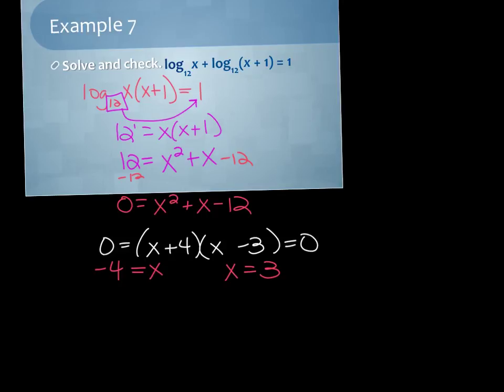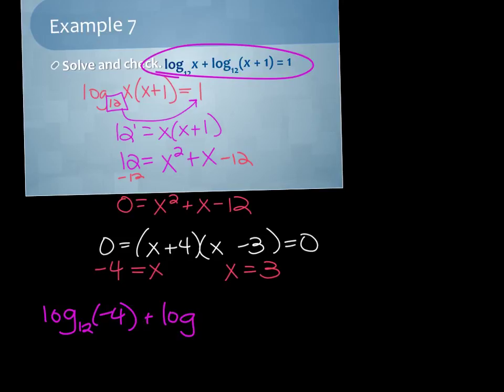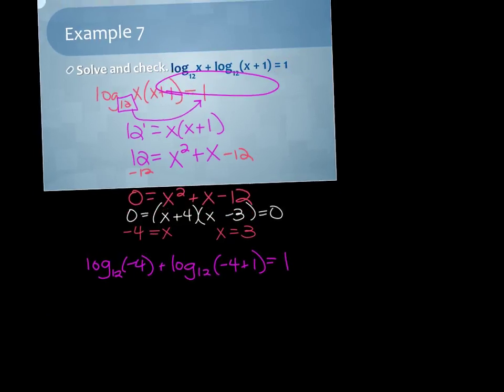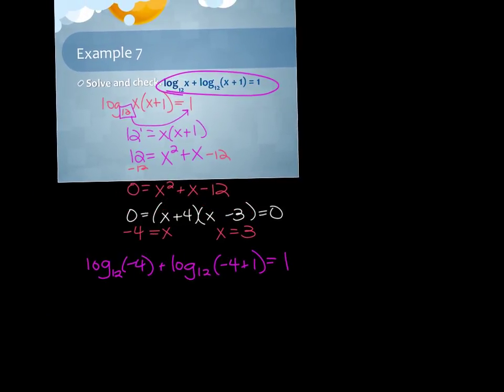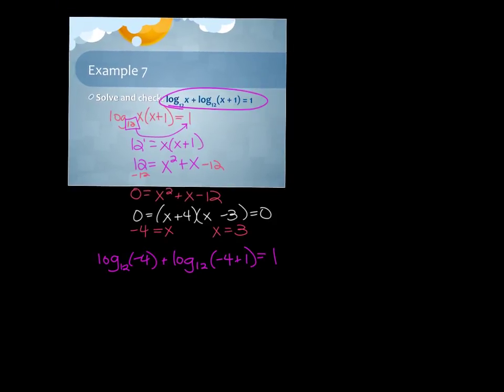So I'm first going to take the negative 4 and I'm going to plug it in up here. And I get log base 12 of negative 4 plus log base 12 of negative 4 plus 1 equals 1. So I'm checking the first one. Yeah, there is. It doesn't happen often, but there is.